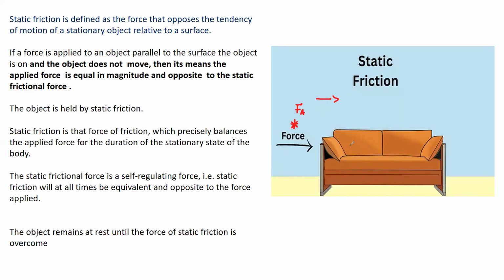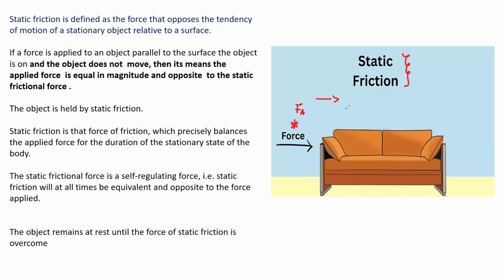However, all objects have what is called static friction. All stationary objects have static friction. The static friction is a force that opposes the tendency of motion of that object. The static friction says, what do you want to do to me? When you say, I want to move you, the static friction says, I don't want to move.